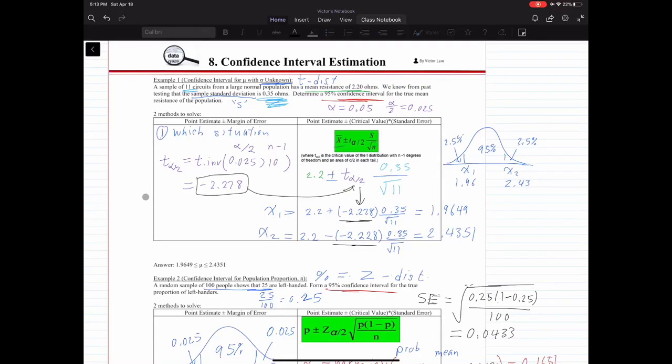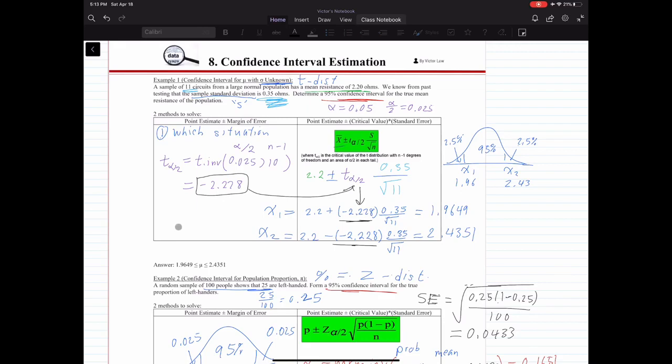Example 1. A sample of 11 circuits from a large normal population has a mean resistance of 2.2 ohms. We know from past testing that the sample standard deviation is 0.35 ohms. Determine a 95% confidence interval for the true mean resistance of the population.